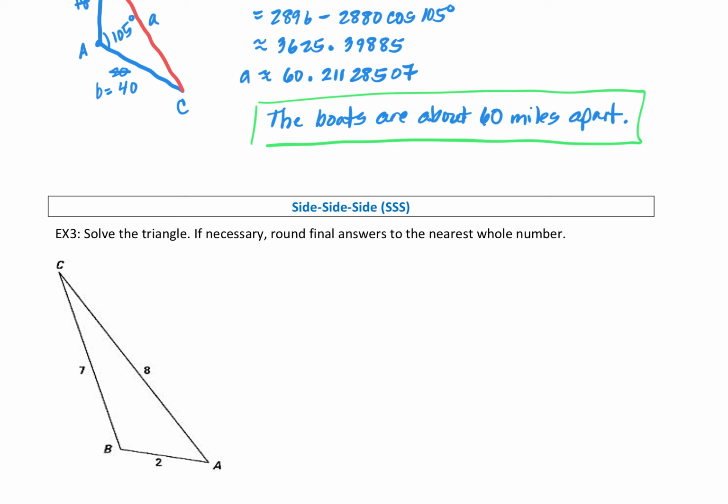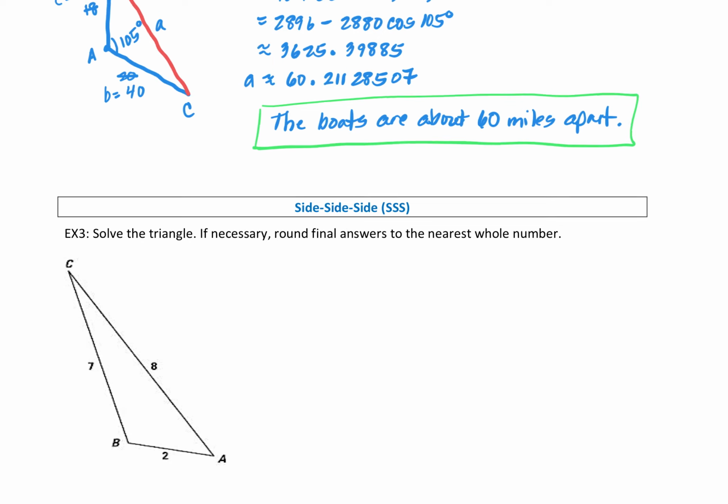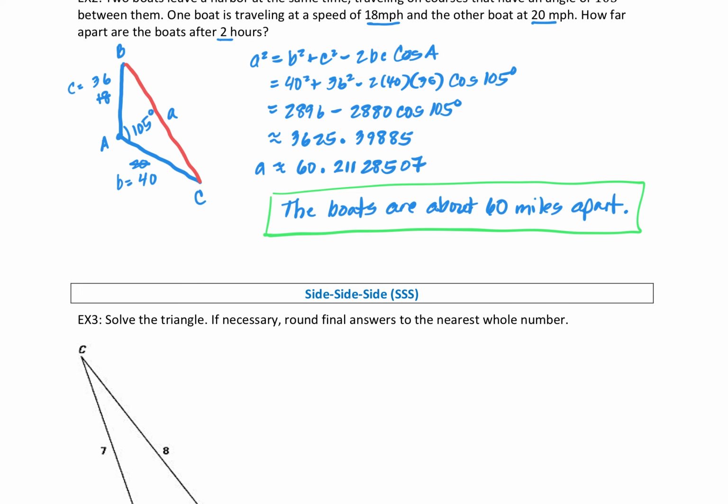That is sufficient. Now, the last thing I really want to do before we move on is to just double check if A is approximately 60 miles. Does that make sense? And it does, because angle A is 105 degrees. That's the largest angle in this triangle. So side A should be the largest.